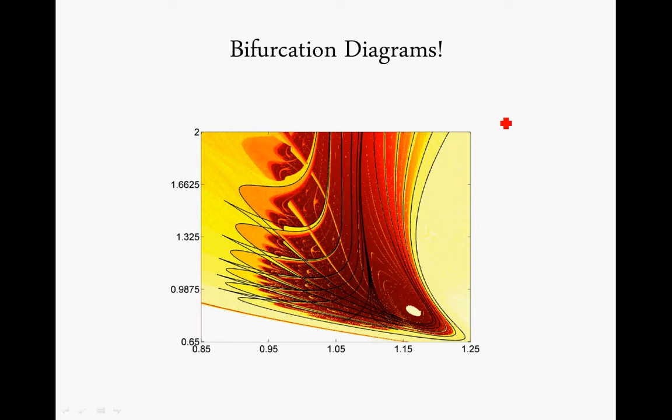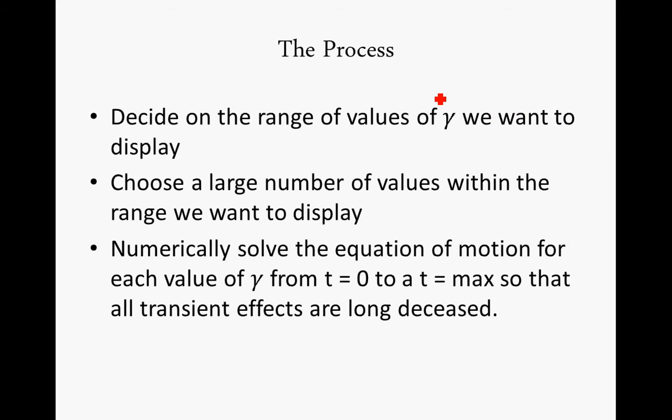And one of the ways of doing that is with a bifurcation diagram. And we're going to go through the process of how those are made now. So the first thing we need to do is decide on a range of values of gamma that we want to display. In our case, gamma is our ratio of our driving force over the force of gravity on our pendulum. But again, in any other system, this could be voltage, or this could be something else. This is just what it is in our case.